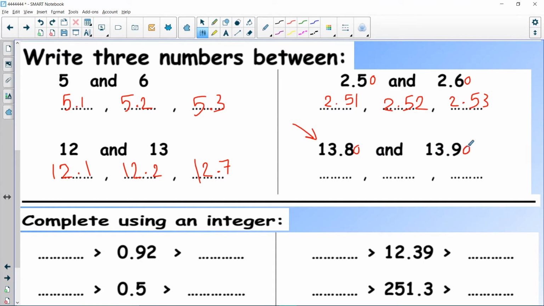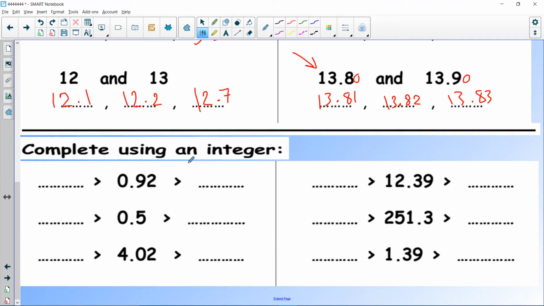After 13.80, 13.81, 13.82, 13.83. Complete using an integer. Underline the whole number. The whole number is 0.